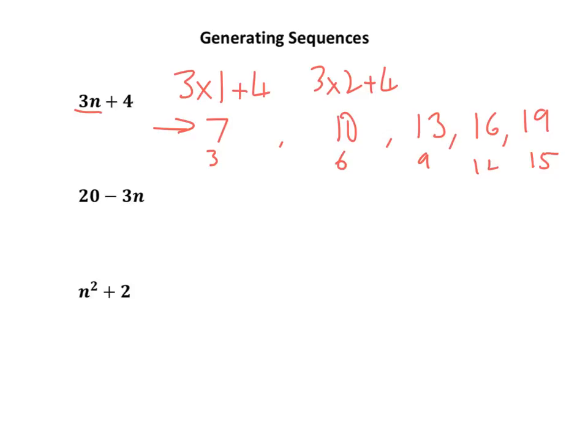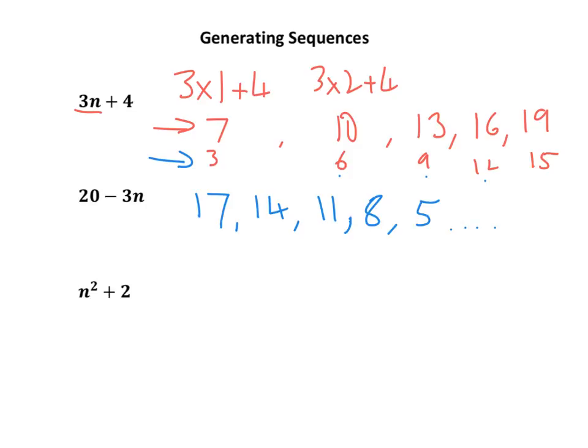Now, second one is 20 minus the 3 times table. I've got the 3 times table up here, so I'm going to use that again. So it's 20, take away that, so that would be 17. 20 take away 6, right, which is 14. 20 take away 9, which is 11. 20 take away 12, which is 8. 20 take away 15, there we go.